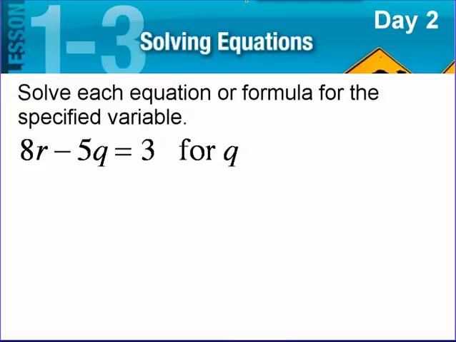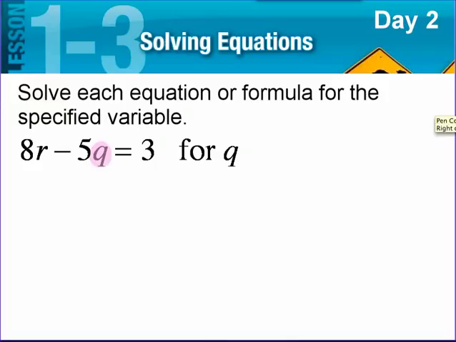So second day, solving equations. If you look up here on the board, instead of actually solving for a variable and getting a number, we're going to solve for a variable and get some variables in our answer. It says to solve each equation or formula for the specified variable. So we want to solve 8r minus 5q equals 3 for q. So I want to solve it for this variable right there. That means I need to get that all by itself.